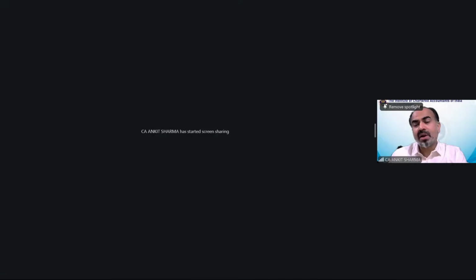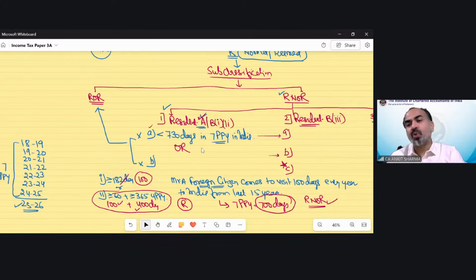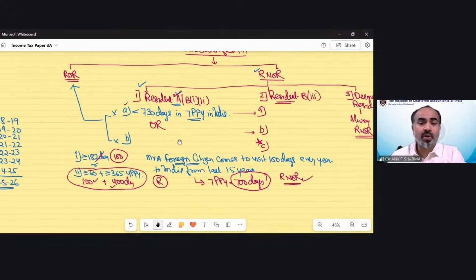We were on the resident and not ordinary resident provision, in which we have seen that if you are a resident as per category A or B.1 or 2, then you have two conditions. If any of them is fulfilled, you will become a resident and not ordinary resident. The first condition we have already discussed with the help of an example. If you are in India less than 730 days in the 7 preceding previous years, in that case you will be a resident and not ordinary resident in India.